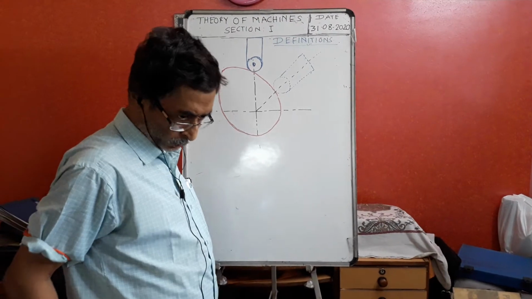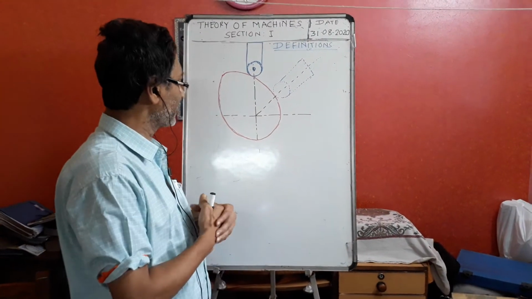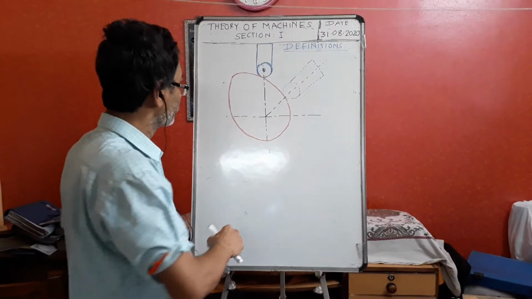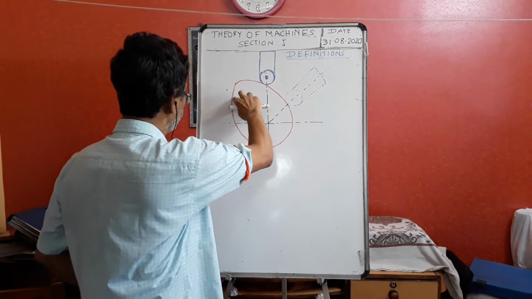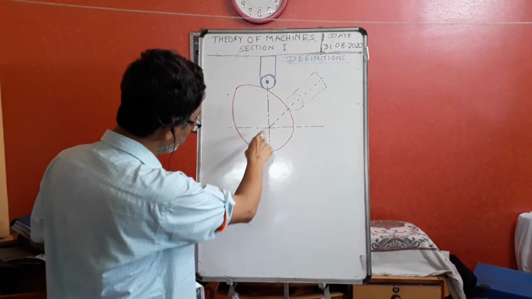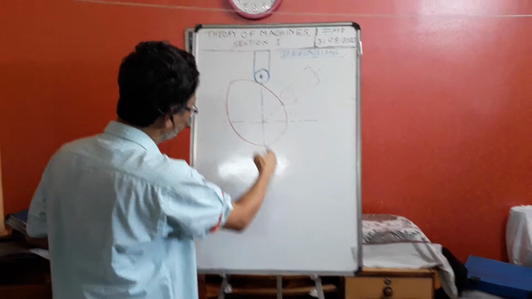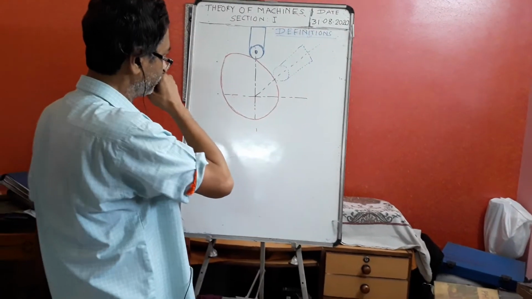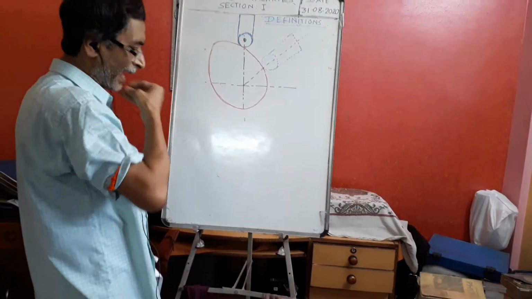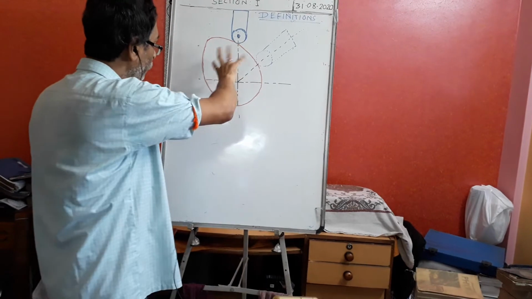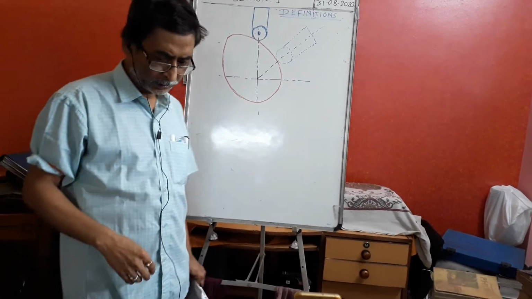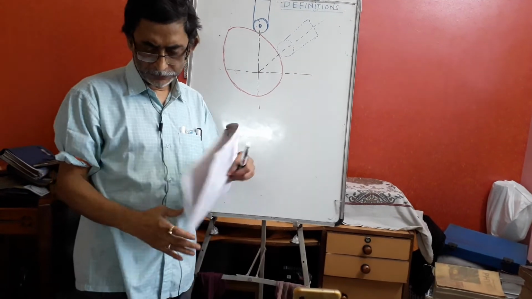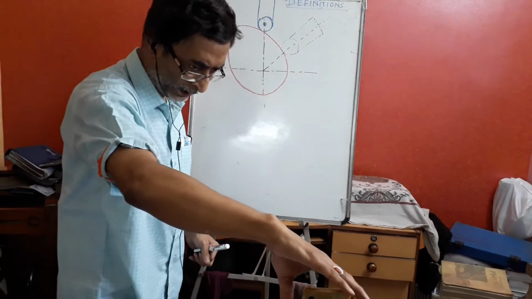Today we'll be discussing the different terms and terminologies in the cam system. Now, I have drawn a radial cam. The radial cam: this is the axis of the cam, and this is the follower. What happens is, the cam rotates and the follower goes up and down.